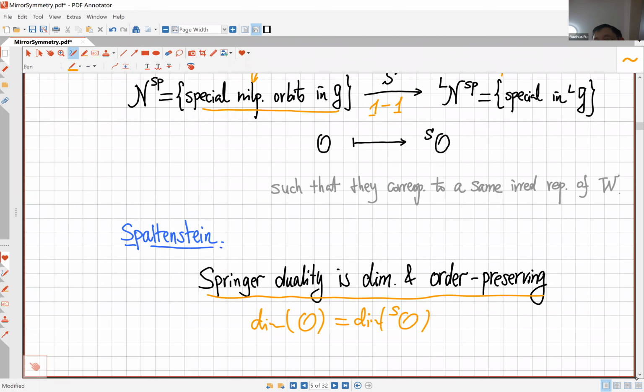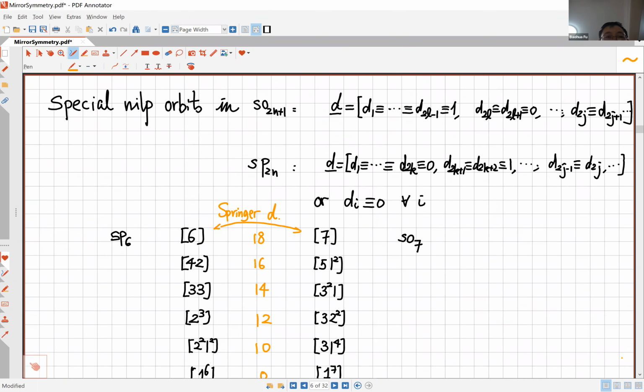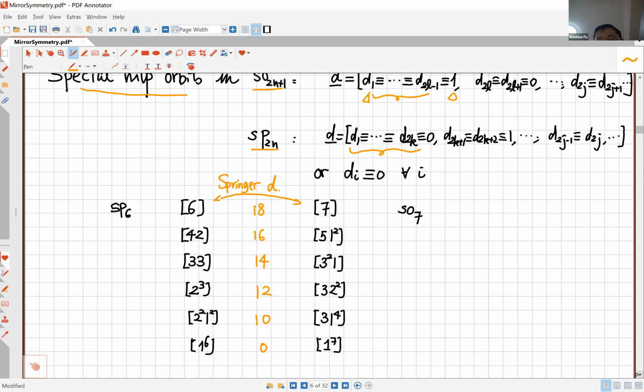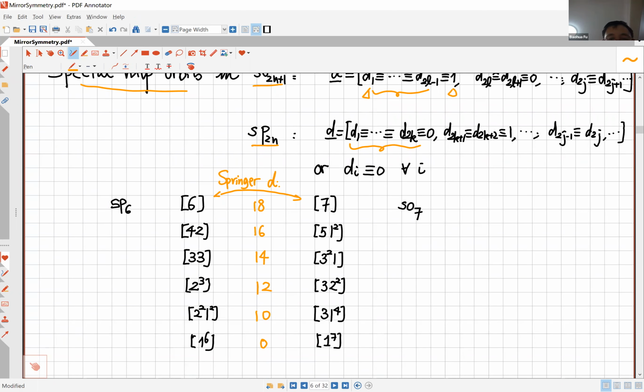nice support or evidence. And also for type B and type C, we can give a combinatorial description for special nilpotent orbits. For example, in type B, we start with something odd, and then there are odd many odd parts. And for Sp, there are even many even parts, and so on. So for this, we then really have Springer duality. For example, 6, 4, 2 and 4, 4, 2, 2, then 5, 1, 2, and so on.